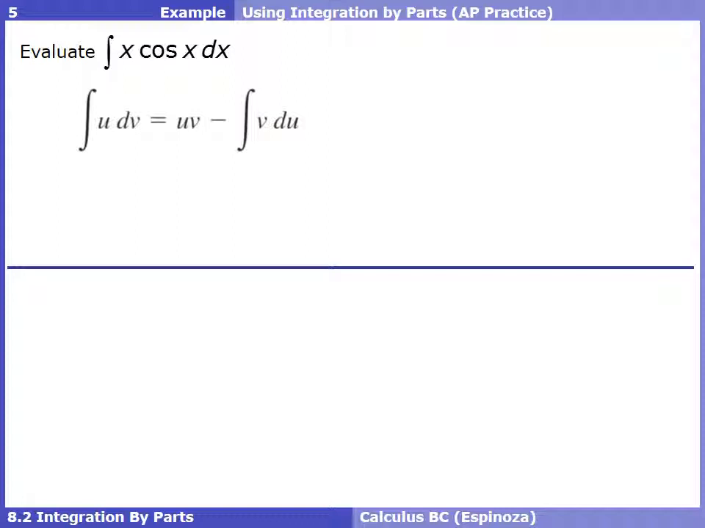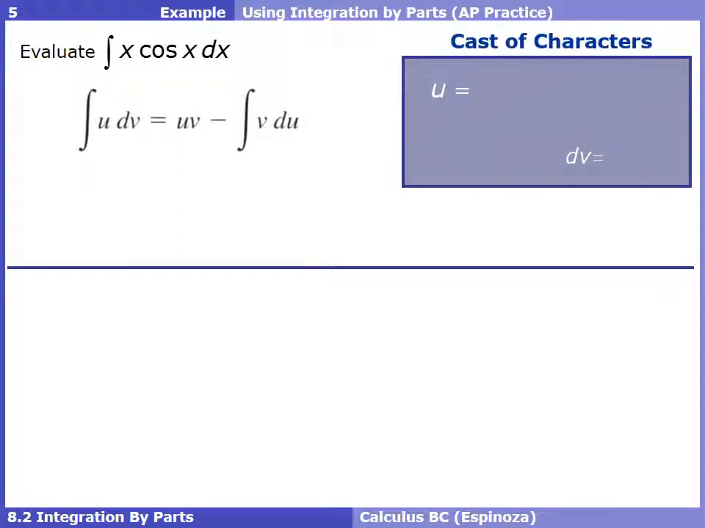Again, I like to write that down just as a beginning start to these problems, so we can kind of plug in what we need to know. And the stuff we're going to plug in, again, comes from this cast of characters. So if you think back to the idea of which one should be u and dv, realistically here, either one could be u or dv. The derivative of x is easy, the integral of x is easy. The derivative of cosine is easy, the integral of cosine is easy. So then which one do we choose?